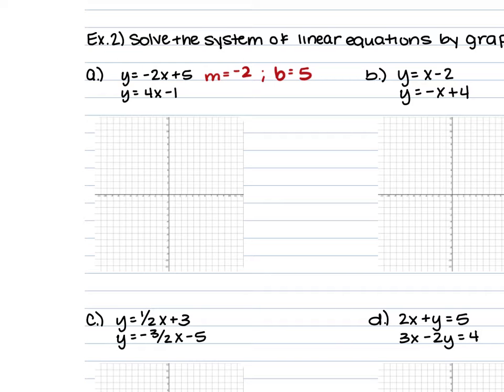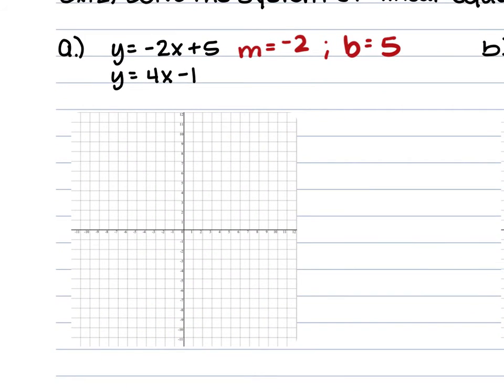So on our y-axis, we're going to plot our first point at 5. From there, we're going to go down 2 and to the right 1. And I'm going to continue doing this throughout my entire coordinate plane. And I'm going to go up 2 and to the left 1 as well. So my line, again, goes through my entire coordinate plane.